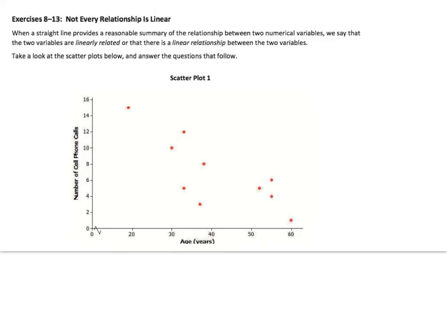Exercises 8 through 13. When a straight line provides a reasonable summary of the relationship between two numerical variables, we say that the two variables are linearly related, or that there is a linear relationship between the two variables. Take a look at the scatter plots below and answer the questions that follow. I've got scatter plot 1. Looks like we may be able to get a linear relationship, but let's go ahead and answer the questions.